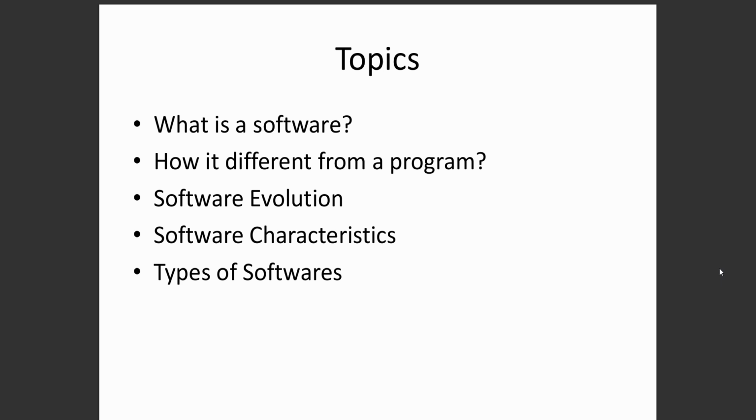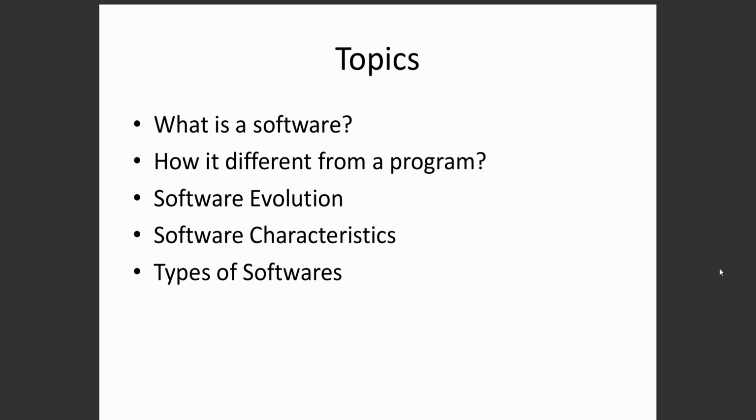Let us begin with a few topics today. The topic for today is what is software, how it is different from a program, what is software evolution, what are software characteristics, and the types of software. We will try to cover some of these topics today, and the rest will be covered in the next video lecture.